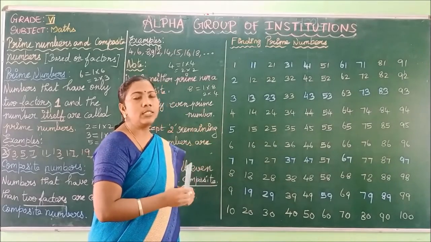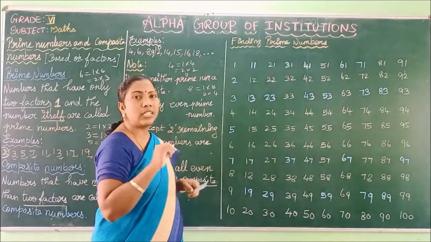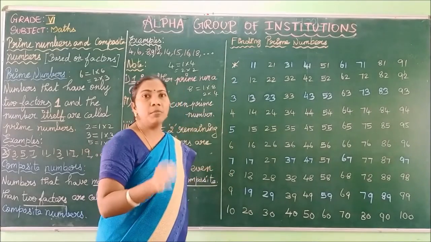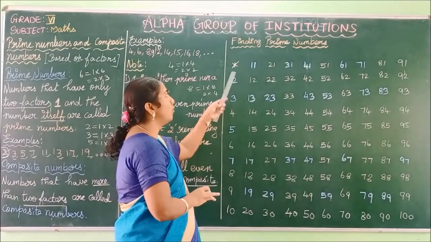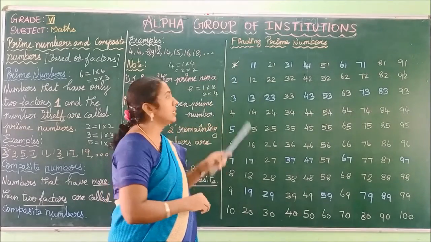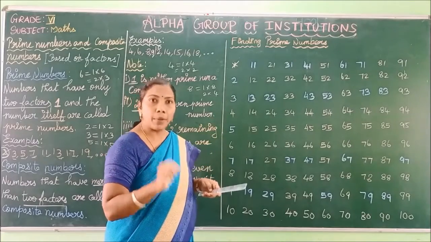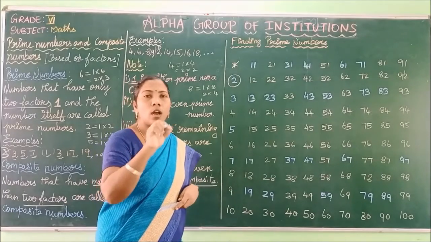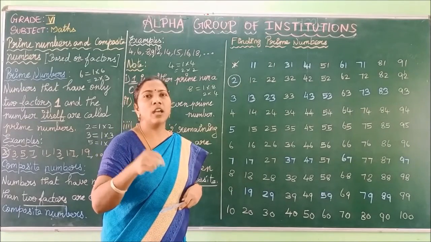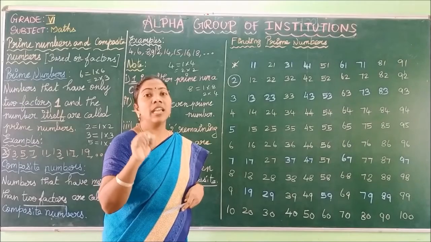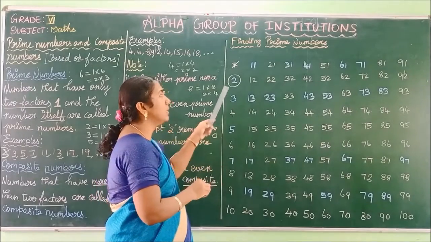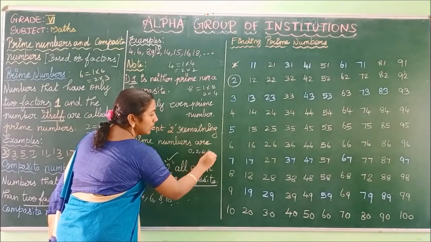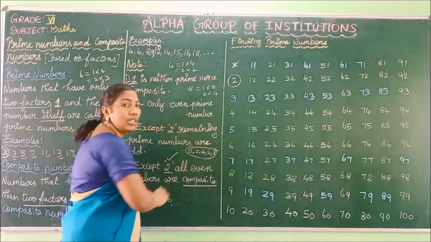The first step is to cross out the number 1, because 1 is neither prime nor composite. So you have to leave the number 1. What is the next number? 2. 2 is a prime number, so you have to circle it. After that you have to cross out all the multiples of 2, that is, the even numbers. What are the even numbers? Numbers ending with 0, 2, 4, 6, 8 are called even numbers.